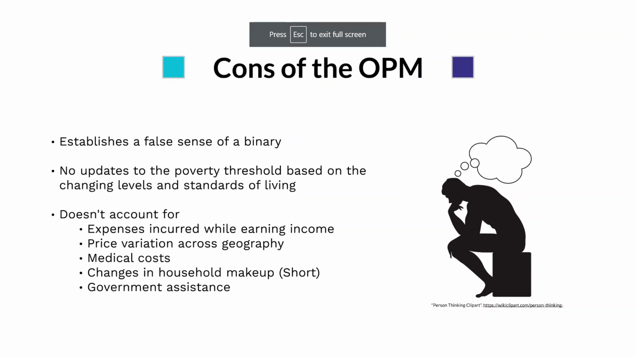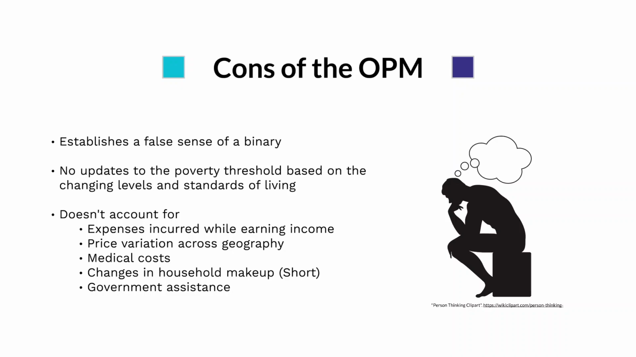The cons of the OPM. So some of the cons of the OPM include establishment of a false sense of binary. There is no actual measurement of the depth of how close someone was to being counted in the statistics of poverty to not being included.